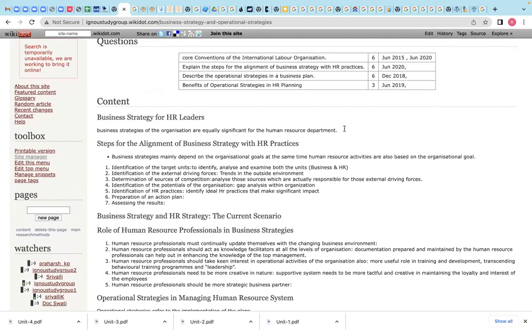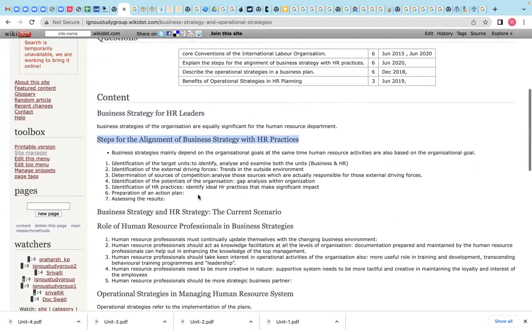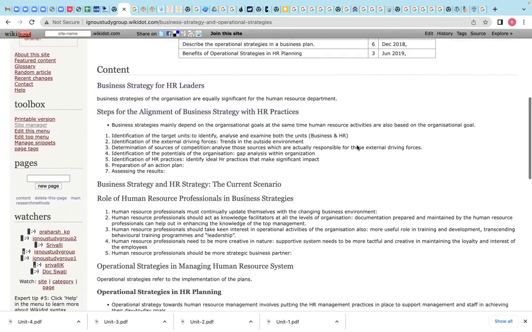First thing is business strategy for HR leaders. Obviously, you would have been told this point multiple times, and there is a section as well which talks about strategic human resource management, right? So what we are saying is business strategies form the core for the HR strategies to come up. And what are the steps that need to be followed to align it? There is a special section in Block 1 on the steps. These steps are the same as whatever is mentioned over there. So this is a repetition, but anyway, I'll go through the steps.